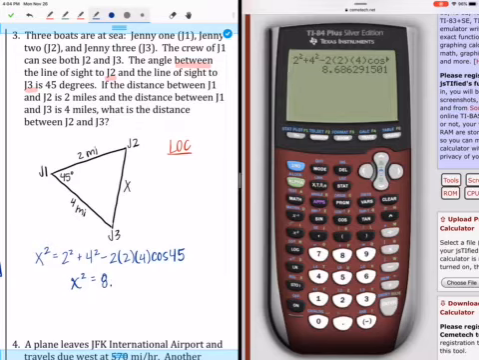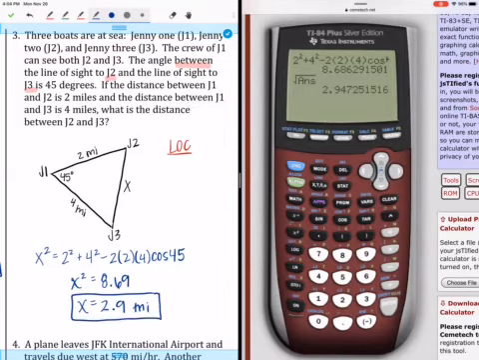And we get that that's roughly 8.69. And then if we take the square root of that, we get that our distance is roughly 2.9 miles. Don't forget your units.